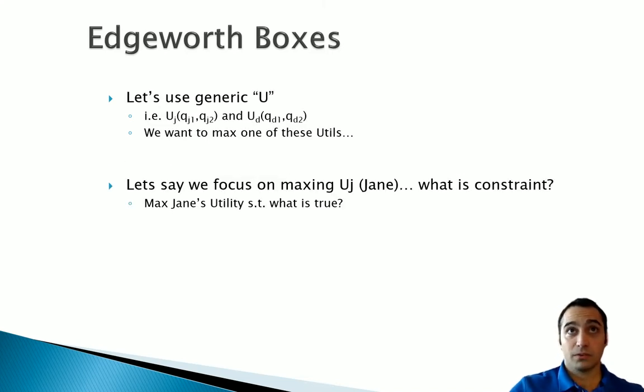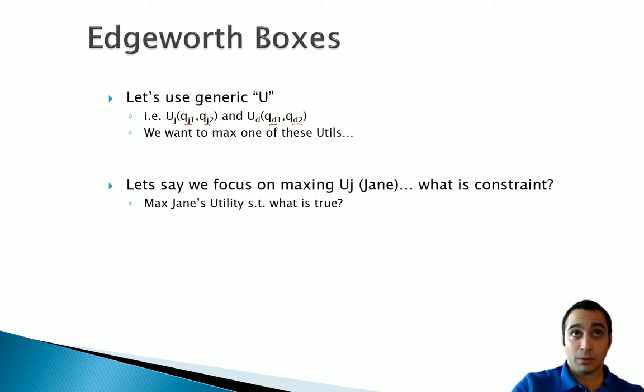So let's just say we have some generic U function. Could be anything. And let's say that we have utility of Jane such that Jane only cares about her good 1 and her good 2. Denise's utility only depends on her good 1 and her good 2. So let's say we want to maximize Jane's utility. What then must be true about Denise's utility? How do we represent not making Denise miserable?